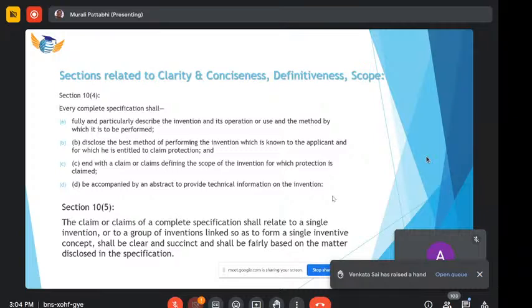Now, Section 10(4): every complete specification shall fully and particularly describe the invention and its operation or use and the method by which it is to be performed. Yesterday we said that we need to describe as much as possible about our invention, and that is given in 10(4). Then 10(5): only one invention will be allowed. More than one invention will not be allowed for a single application. We discussed these two points yesterday, but still there were objections from the patent office under Section 10(4) and 10(5), so we need to answer even those points.